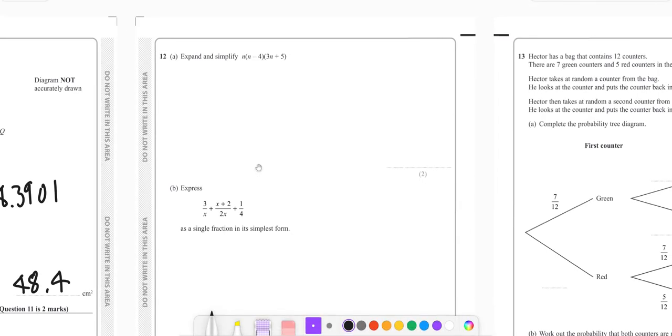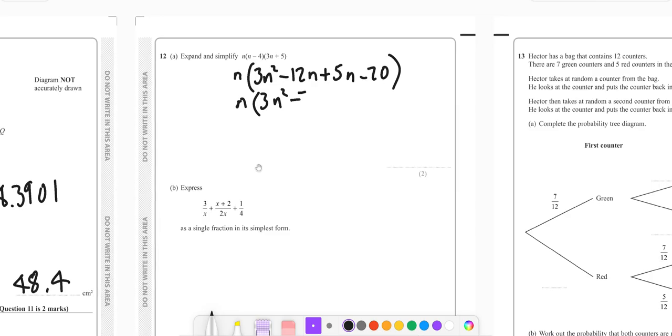Expand and simplify. Okay, I would always do the harder one first, so I'm going to expand this one first. That's 3n squared minus 12n plus 5n minus 20. Combine that together: 3n squared minus 7n minus 20, and then multiply through by n. 3n cubed minus 7n squared minus 20n.